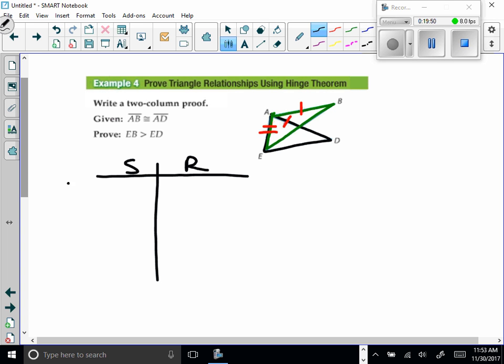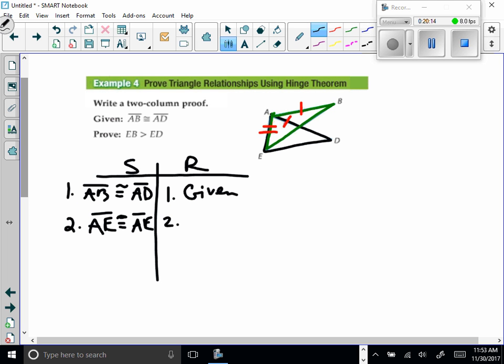And I'm going to have my statement and my reason. Then I want to start with my given that AB is congruent to AD. And I'm also going to add that, in this case, so that we have triangles that we can compare using the hinge theorem, that AE is congruent to AE, and that is the reflexive property of congruence.